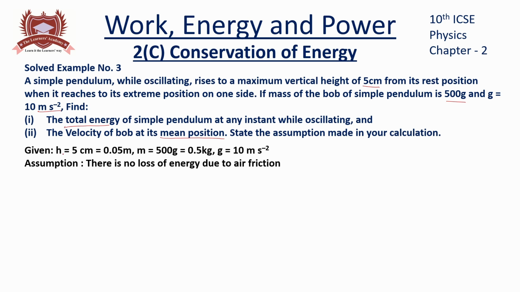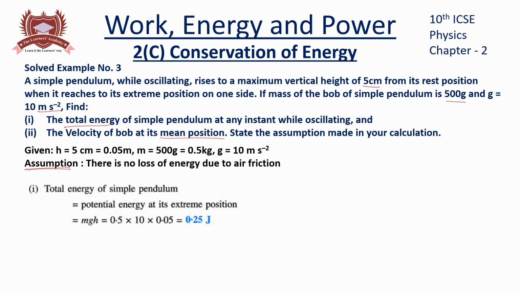So I take H is equal to 5 centimeters, so that would be 0.05 meters. Mass is 500 grams, so that would be 0.5 kilograms. And g is 10 meters per second square. Now, first we check the assumption. What was the assumption? I had already told you that the assumption we would be making is that there is no air resistance or no air friction. Or in other words, there is no loss of energy due to air friction.